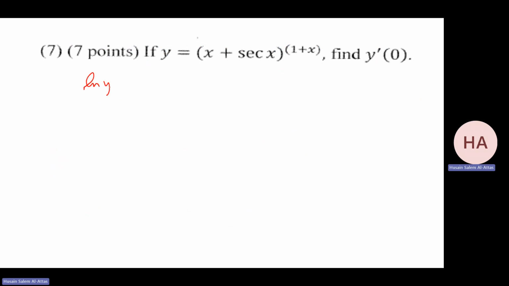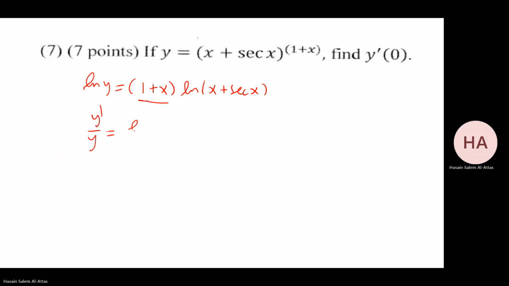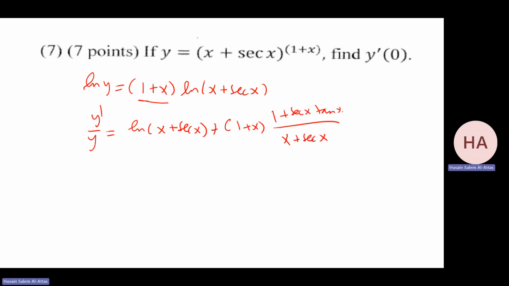Then y is 1 plus x, then x plus secant x. Differentiate: y prime over y is 1, then x plus secant x, 1 plus x, x plus secant x, 1 plus secant tan x. Y prime at 0. What will be y at 0? Y at 0 will be 0, secant 0 is 1, 1 to the power 1, which is 1.